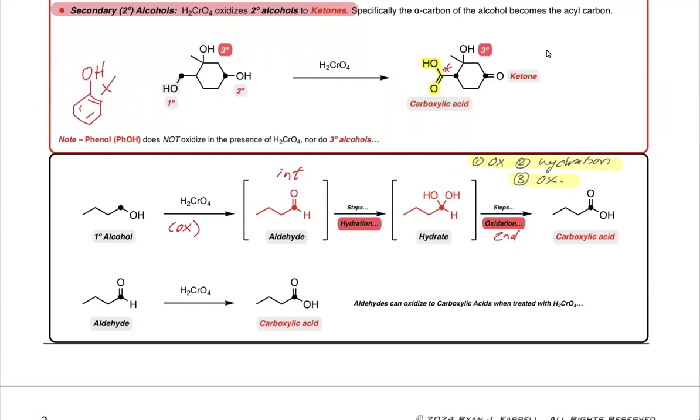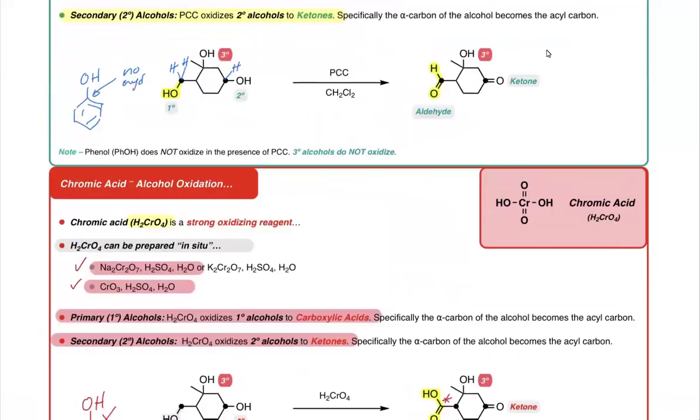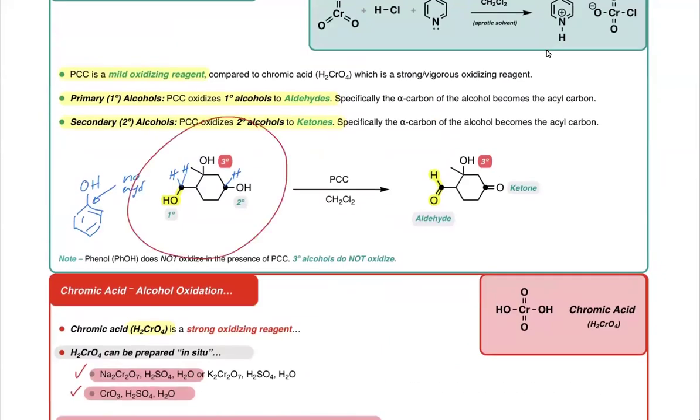You don't need to know the mechanism, but conceptually there's an oxidation, a hydration, and then another oxidation. It's also important to look at this visual because the aldehyde is itself an intermediate in the oxidation of the primary to form the carboxylic acid. You could straight up start with an aldehyde, hit it with chromic acid, and that would oxidize to the carboxylic acid. The other detail is that if there are multiple alcohols in the structure, whenever you see an oxidizing reagent paired with it, you're going to oxidize any and all alcohols that can be oxidized. If an alcohol cannot be oxidized, like the tertiary, you would just leave that unchanged.